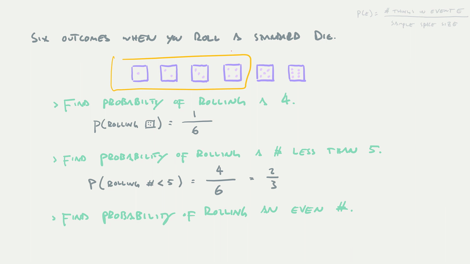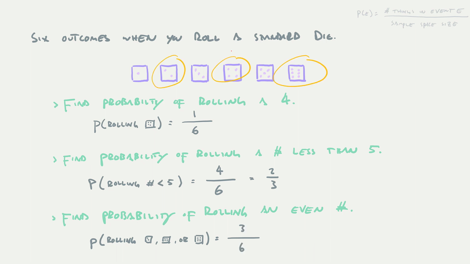All right, the last one says find the probability of rolling an even number. So again, how many even numbers exist in our outcome list? Well, you could roll a 2, a 4, or a 6. So there's 3 favorable outcomes out of 6 possible, and so our probability would be 0.5 or 1/2.